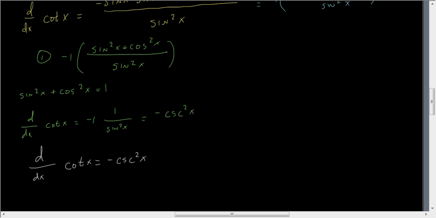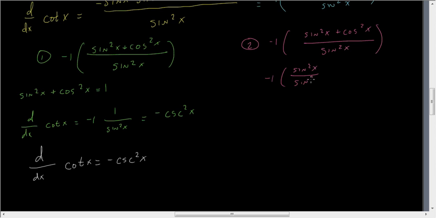The second way of doing it is negative 1 times the quantity sine squared x plus cosine squared x all over sine squared x. Split the fraction, so you have negative 1 times sine squared x over sine squared x plus negative 1 times cosine squared x over sine squared x. And so you end up having negative 1 minus cotangent squared of x.